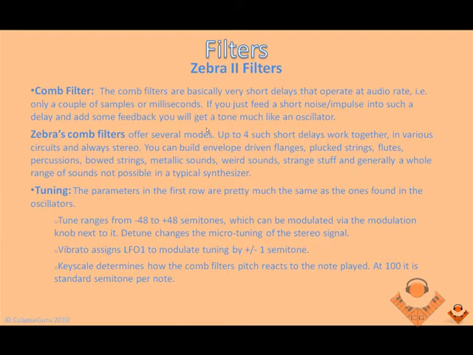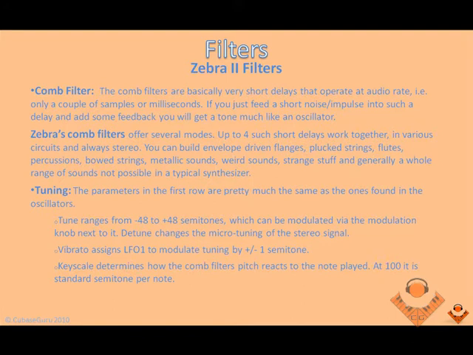We have the comb filter, which I briefly showed you earlier on. Comb filters are basically very short delays that operate at the audio rate, i.e. a couple of samples or milliseconds. If you just feed a short noise into these devices and add some feedback, you'll get a tone much like an oscillator. Zebra's comb filter offers several modes. Up to four such short delays work together in various circuits, and they're always in stereo. You can build all kinds of things, as it says there: envelope-driven flanges, plucked strings, flutes, percussion, bowed strings, metallic sounds, and so on. Just go crazy. Just have fun with the comb filters because they can give you some crazy results.